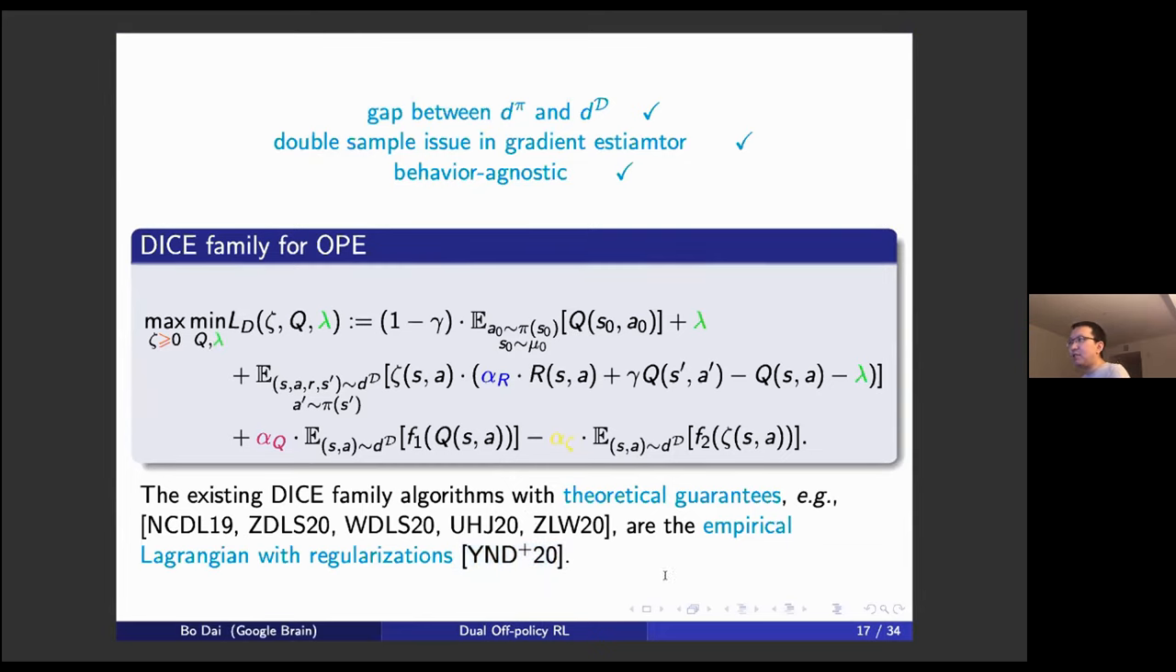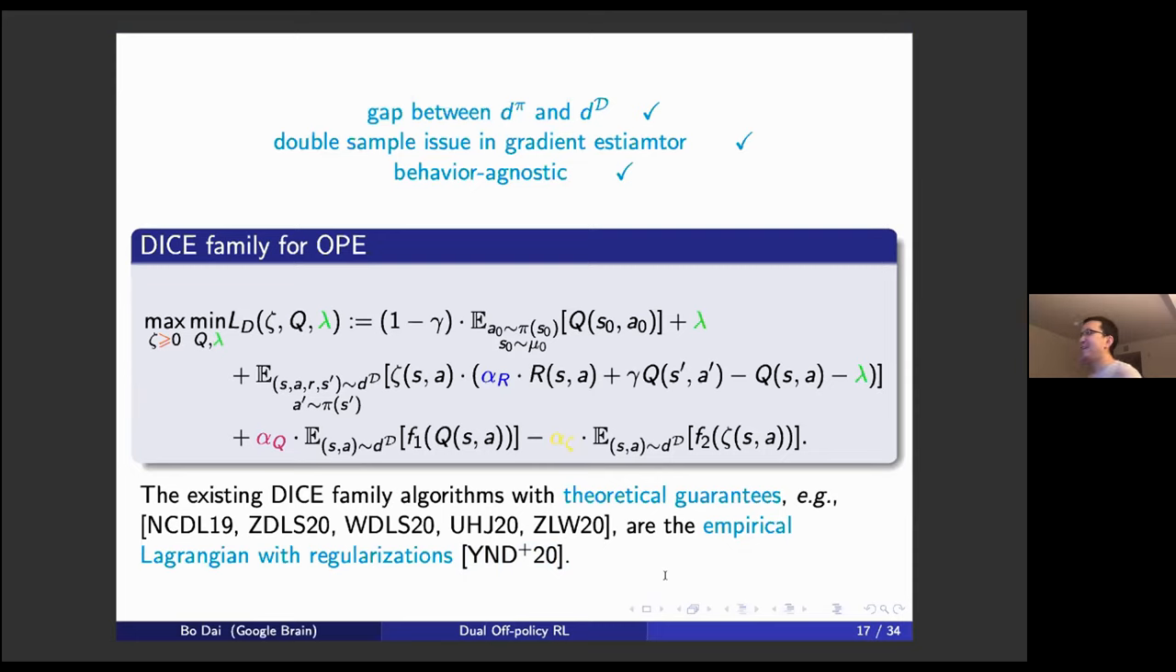The good thing is that I can use existing, mature optimization techniques to solve the reinforcement learning problem, with very strong theoretical guarantees. So far, so good. That's basically how we use optimization techniques to solve the reinforcement learning problem, specifically solving the off-policy evaluation problem.